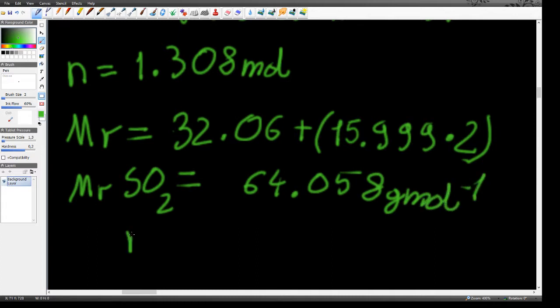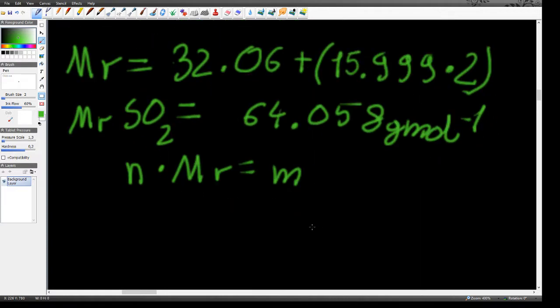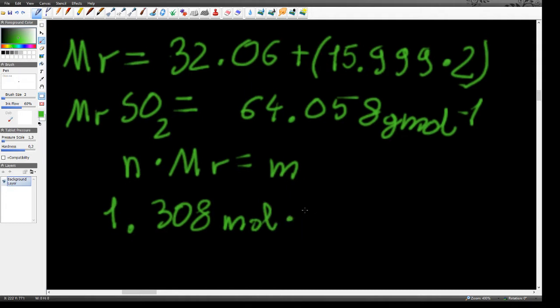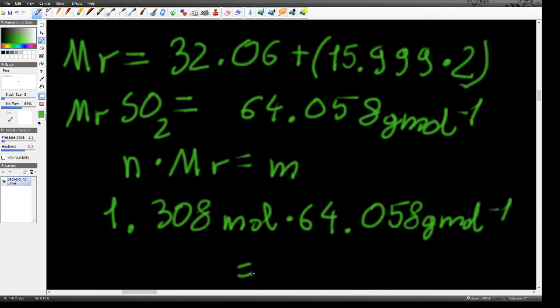Now we know n, the number of moles, times the Mr gets me a mass. So if I take my moles here, which is 1.308 moles, and multiply by my Mr, 64.058 grams per mole, I'll get my final answer in terms of grams, which is equal to 83.8 grams. And we're done.